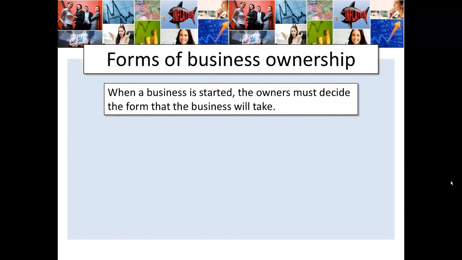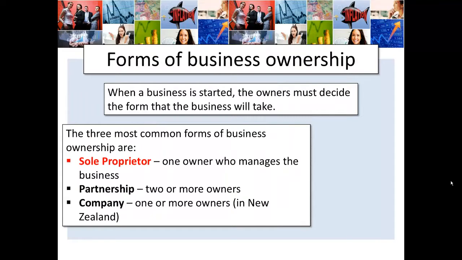Exploring the forms of business ownership further. So when a business is started, the owners are going to decide what form that business will take. Sole proprietor, one owner who manages the business. Partnership, two or more owners. Company, one or more owners in New Zealand.